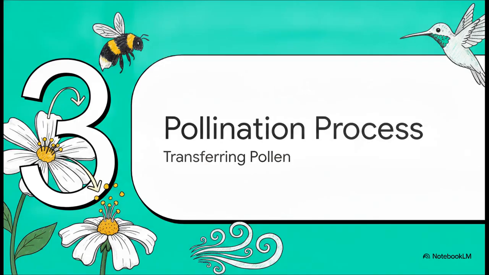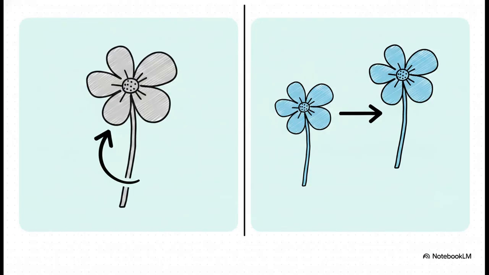Which brings us to Section 3, the pollination process, and how we actually transfer that pollen. Okay, so we've got our pollen sitting on the anther, right? Well, it needs to get over to the stigma.